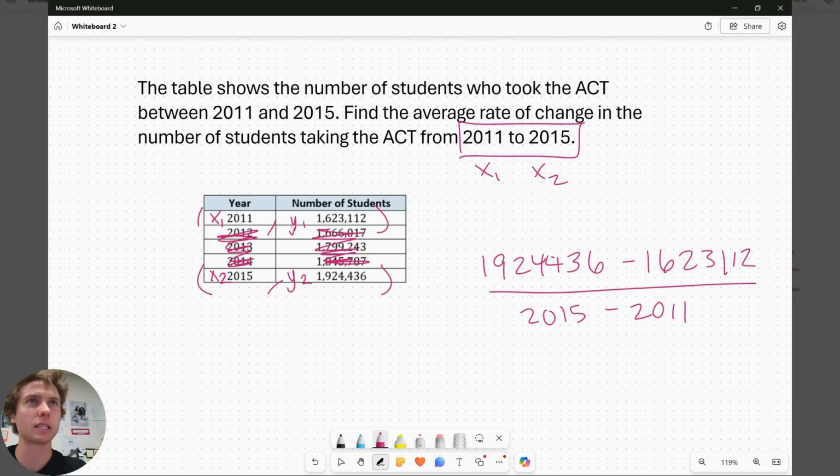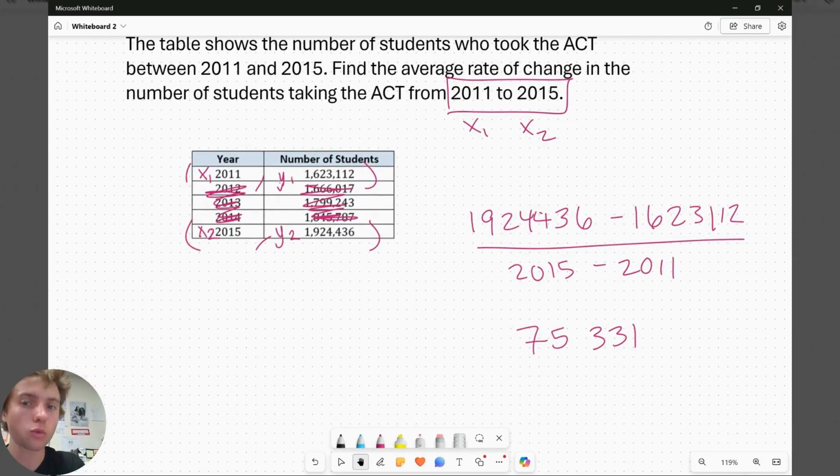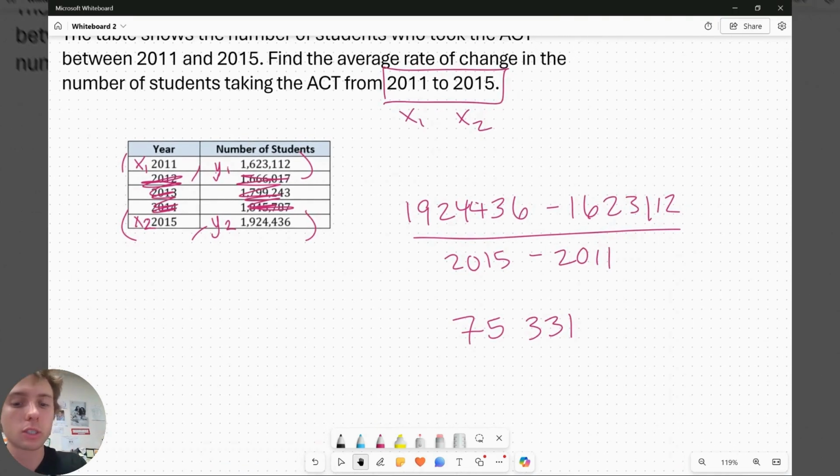If you type that one into Desmos, I believe it gives you like 75,000 or something. Let me double check it real quick. Yep, the value I end up getting is 75,331. Well, realize what we're saying then is this is the rate of change in the ACT students between 2011 and 2015. So the rate of change is telling you how many students the test increased by each year.